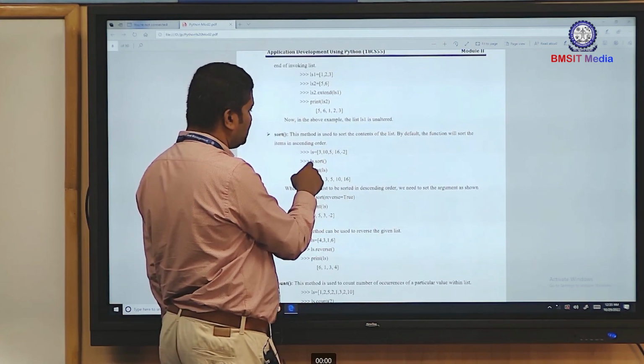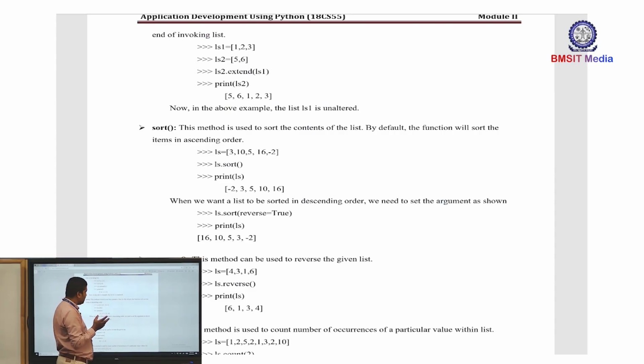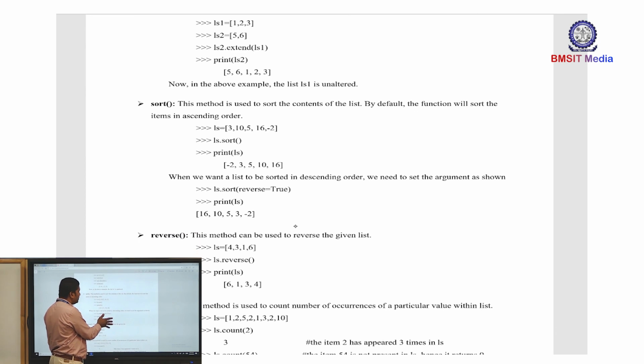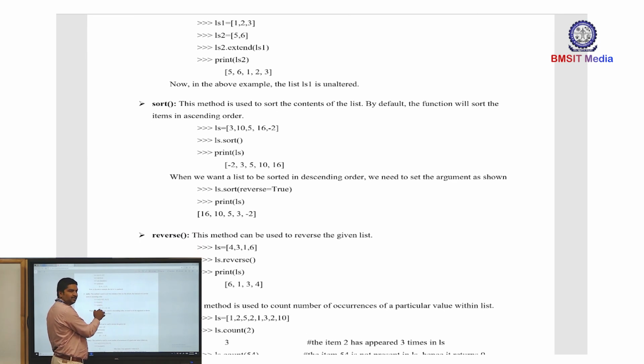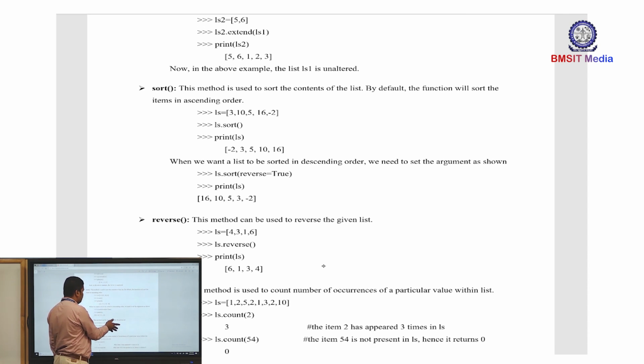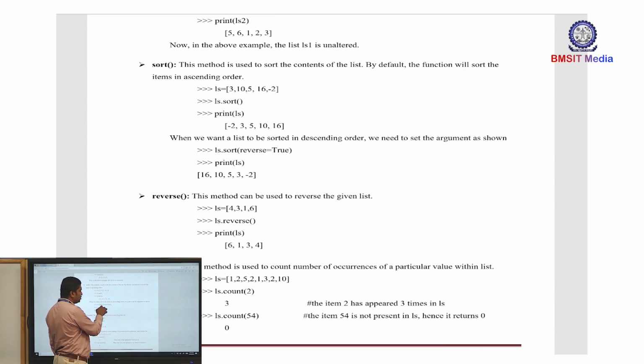And I am calling ls.sort. ls is a list, the original list. So when I sort, usually it will sort in ascending order. What is the ascending order value that I get? -2, 3, 5, 10 and 16. Now, whenever I say ls.sort of reverse is equal to true, this is what I told.